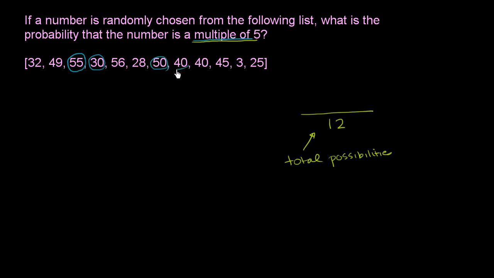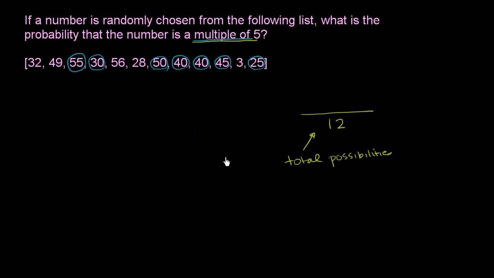This is 8 times 5. This is the same number again, also 8 times 5. So all of these are multiples of 5. 45, that's 9 times 5. 3 is not a multiple of 5. 25, clearly 5 times 5. So I've circled all of the multiples of 5.